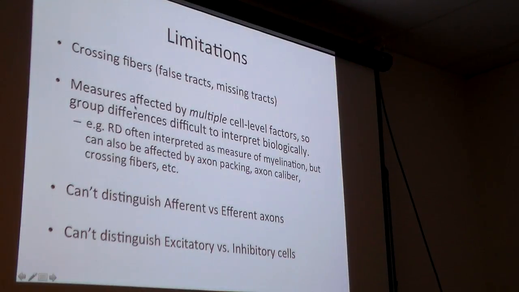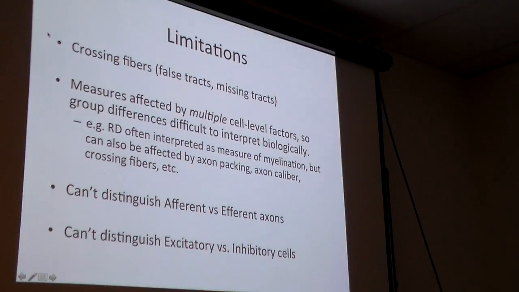I think I learned about the limitations of the method before I learned about the method, so I sort of thought, oh my goodness, wow, you're not going to get anything. But actually, when you look at diffusion images, you look at the anatomy, you look at the tractography, it's all really quite stable and replicable. I can say that's the superior longitudinal fasciculus, that's the internal capsule, and I know where I'm missing things because of things like crossing fibers. So it's quite replicable, but you just have to keep the limitations in mind.